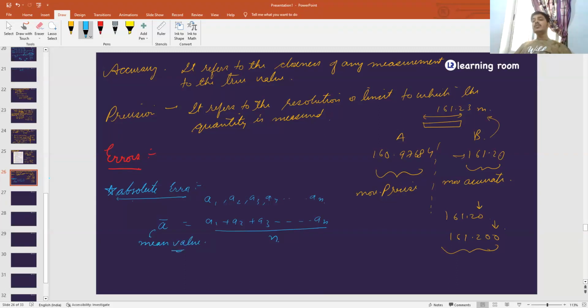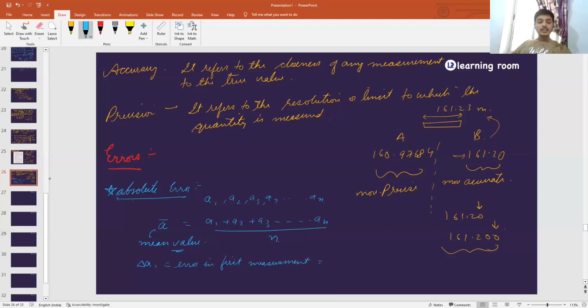And generally, when we don't know the exact value of any quantity, what we do is take N number of observations, find the mean, and assume that the mean is correct. Yes or no? We do that or not? We assume the mean value to be correct. So this is my mean value, and I'm assuming it to be correct. So what is the error in the first measurement, delta A1? This is the error in the first measurement.